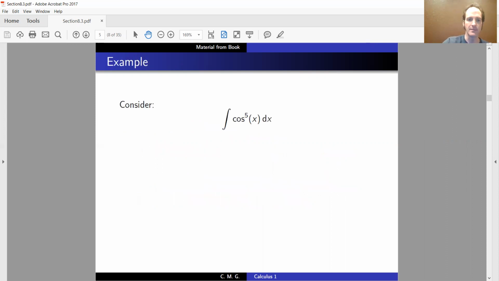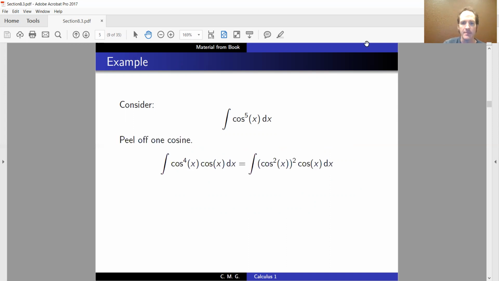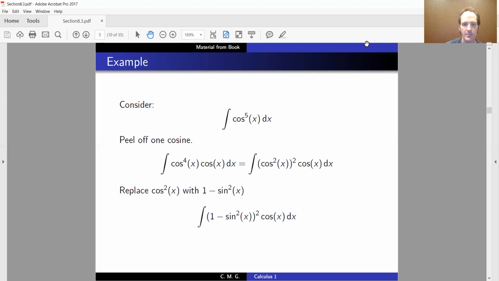So let's do an example of this, because I think that's the easiest way to see it. So I have cosine to the 5th of x. 5 is an odd number, so I want to peel off one of those cosine terms. I've taken my cosine x out, and now I want to split that even power into cosine squared to some other power. So it's going to be cosine squared, squared in this situation. Now I replace my cosine squared using the Pythagorean identity: cosine squared of x is 1 minus sine squared of x. So that's going to give me that.